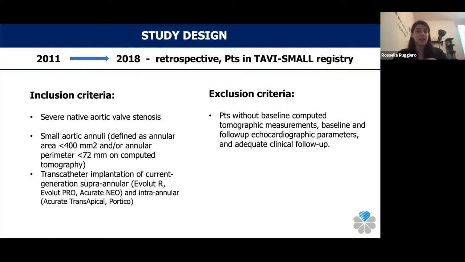You can see in this slide the inclusion criteria. All patients had severe aortic stenosis in native valves, with a small annulus defined as an annular area less than 400 millimeters squared or an annular perimeter less than 72 millimeters, and underwent transcatheter implantation of a self-expandable valve, both supra-annular and intra-annular.